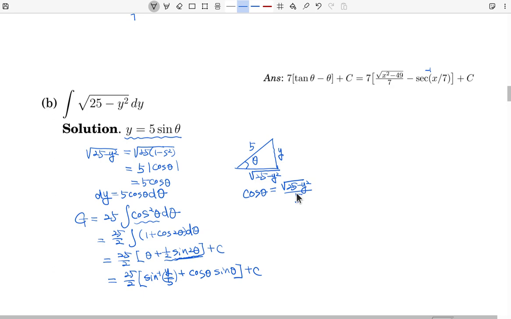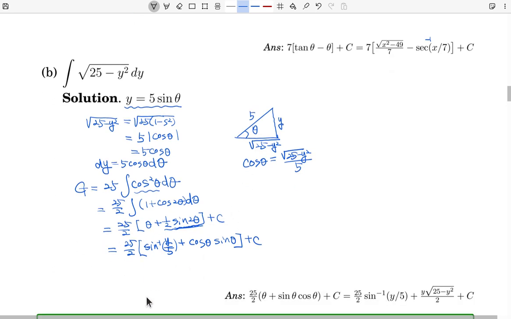So now for this term, this portion will be changed into the square root of 25 minus y squared divided by 5, and sine theta is y over 5. So instead of this, you are putting this, and then that will be the final answer.